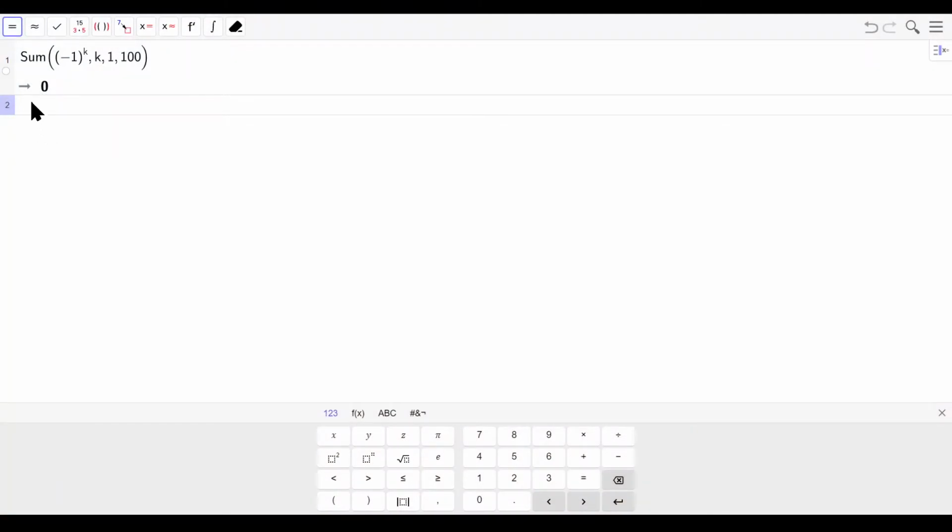So I go here, I would punch this sum, and then I have to find my expression. It is 1 over k times k plus 1, and then I come here, my variable is k, the starting point is 1, the final point is 99, yes? And then I go there, and it's 99 over 100. So that is the answer that we get from GeoGebra.